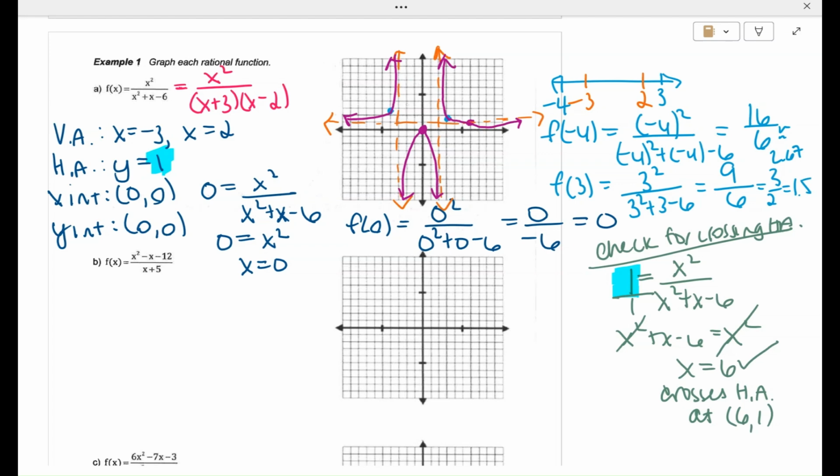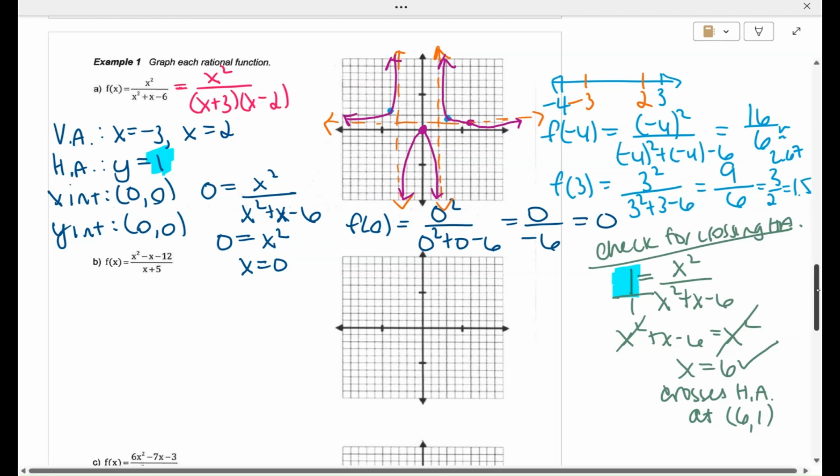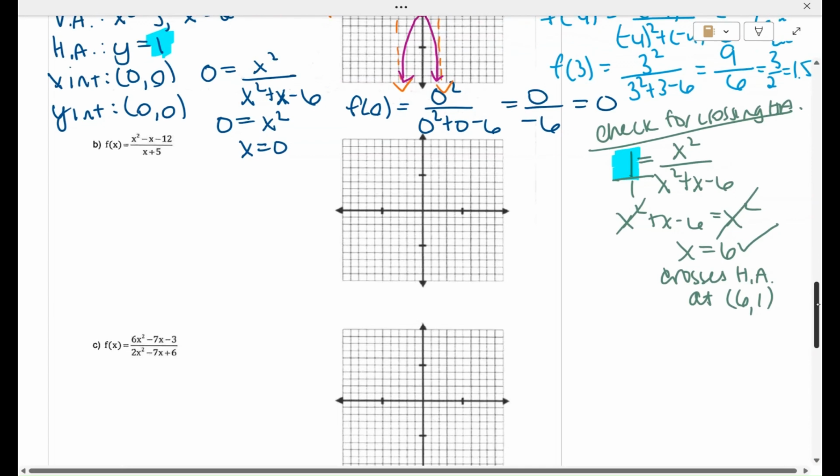Okay. That completes example 1, part A. Now, if you have any questions, you can pause and rewind. Otherwise, if you are ready, we can go on to part B. Okay. Here we go, part B.